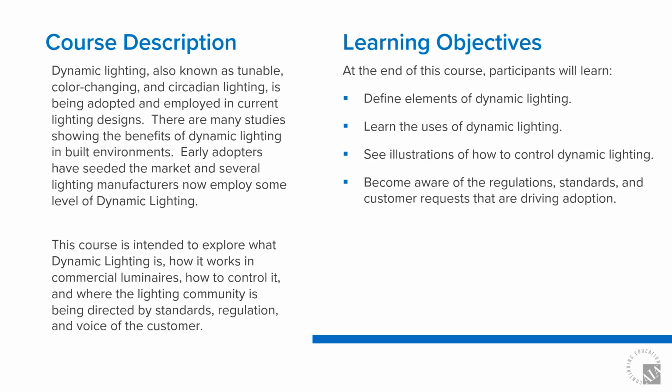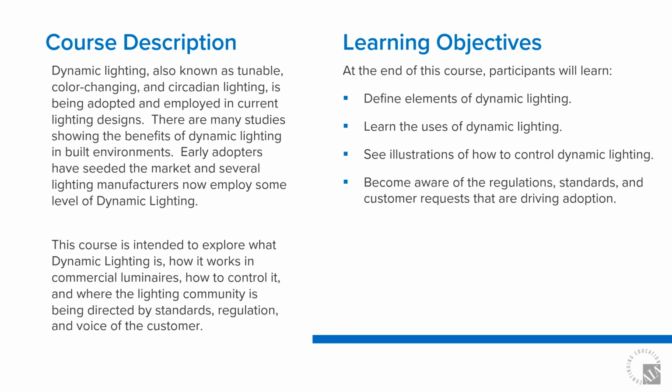Today, the course description: dynamic lighting is also known as tunable, color changing, and circadian lighting, and is adopted and employed in current lighting designs. There are many studies showing the benefits of dynamic lighting in the built environment. Early adopters have seeded the market, and several lighting manufacturers now employ some level of dynamic lighting. This course is intended to explore what dynamic lighting is, how it works in commercial luminaires, how it is controlled, and where the lighting community is being directed by standards, regulations, and the voice of the customer.